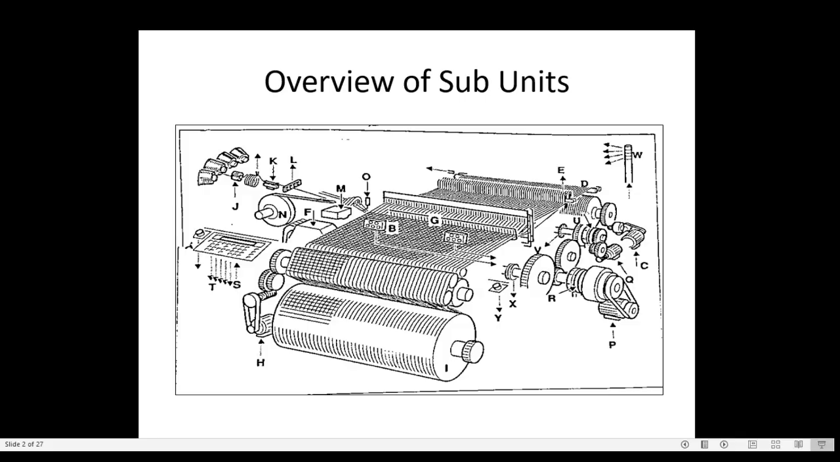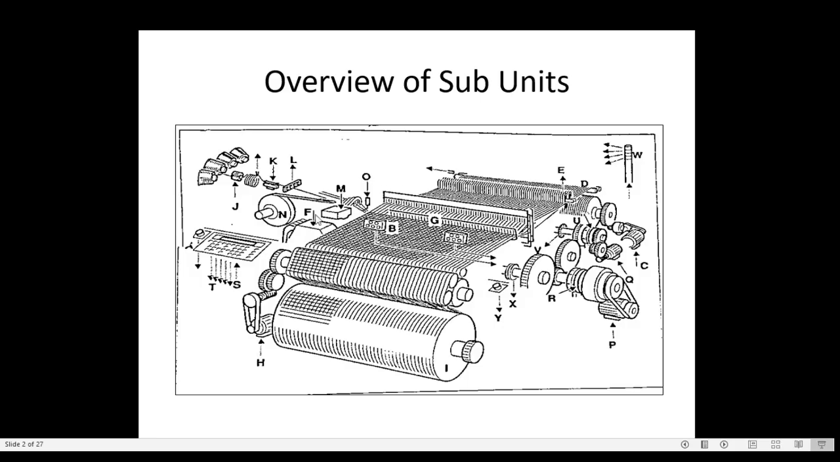We have seen A, the operator and display terminal. Then B, the operating keyboard, which is used to operate the machine. C, warp let off. D, warp tensioner, and we can see the backrest here. Then E is the warp stop motion. Here the complete E is the warp stop motion.